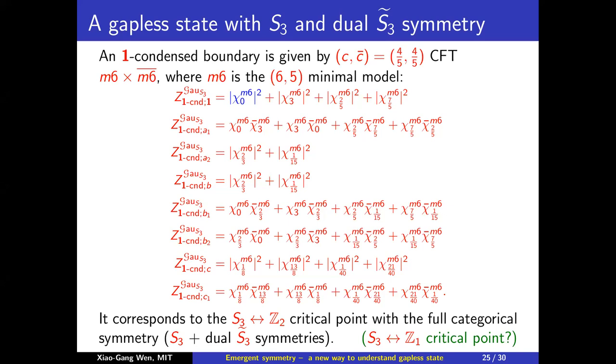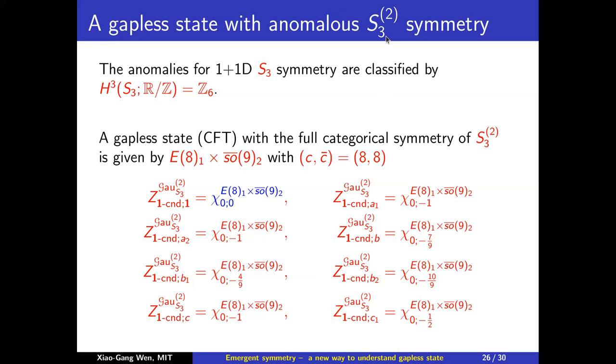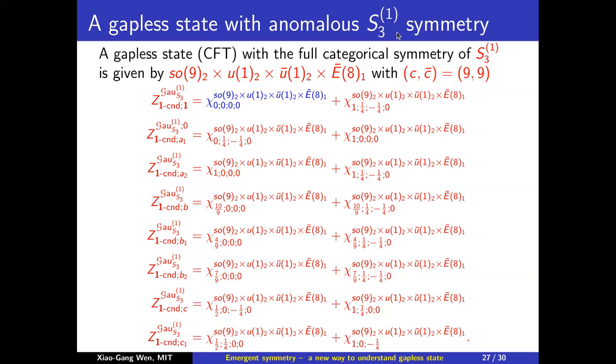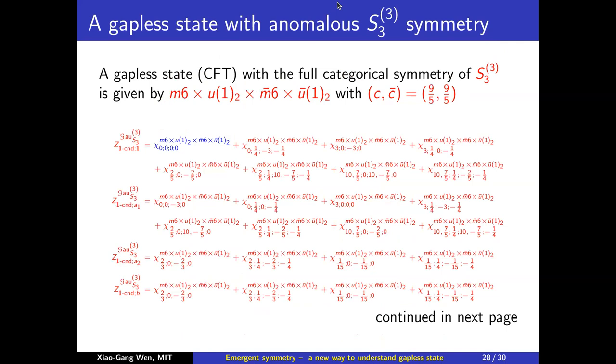Even for the S3 symmetry, we can get something more general. For some conformal field theories, we can determine what kind of conformal field theory describes this S3 critical point. And even for the S3 symmetry with anomalies, we then have gapless states with anomalous S3 symmetry. With a different anomaly, we can get a different conformal theory, like this SU(2) level 2 and U(1) level 2 conformal field theory, things like that. And further, for yet a third anomaly, we get this 6-5 minimum model with U(1) level 2. So actually this program can really be carried through and we can get some concrete results.